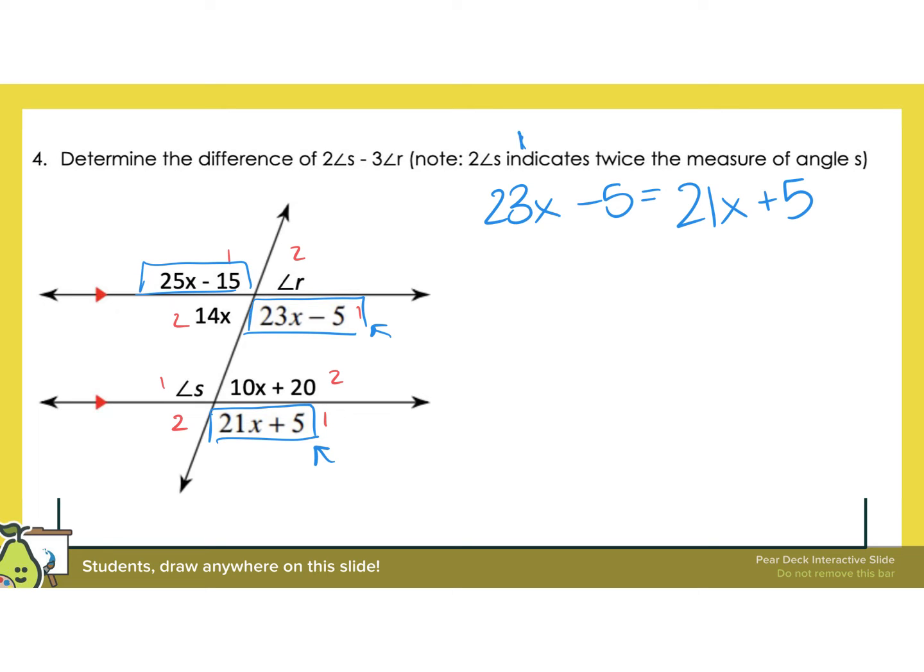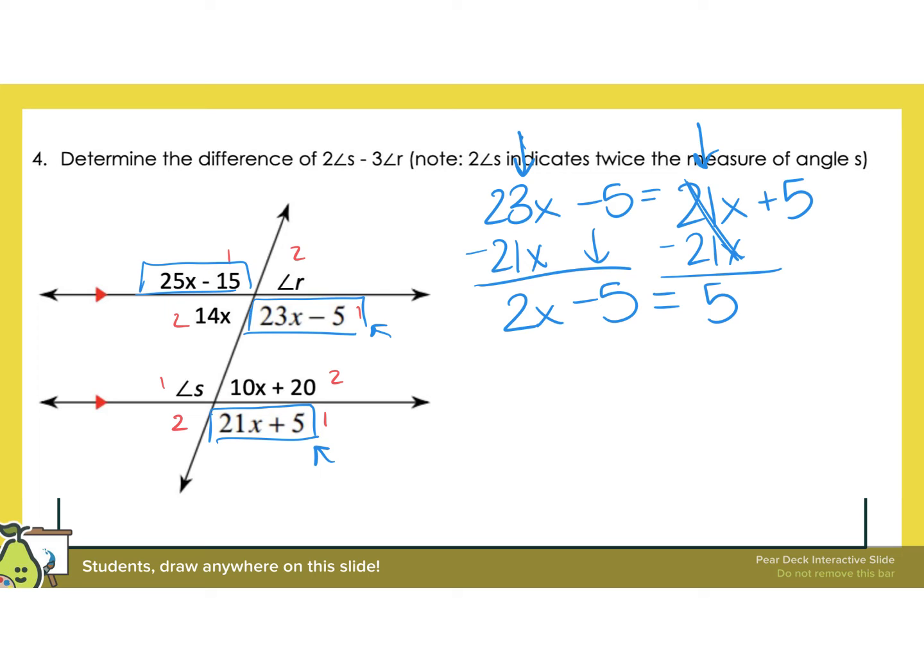So I have variables in two places. I can't have that. I'm going to choose the smaller one, which is 21, and I'm going to get rid of it on both sides. Don't forget the x. 23 minus 21 is 2x. Bring down the minus 5. Bring down the equal sign. Bring down the 5.